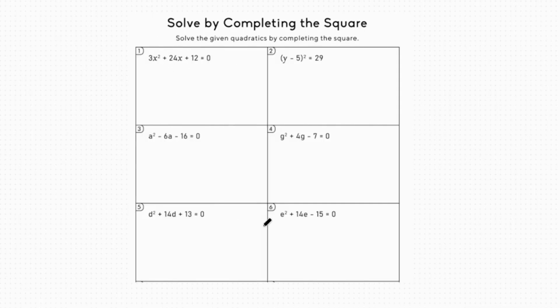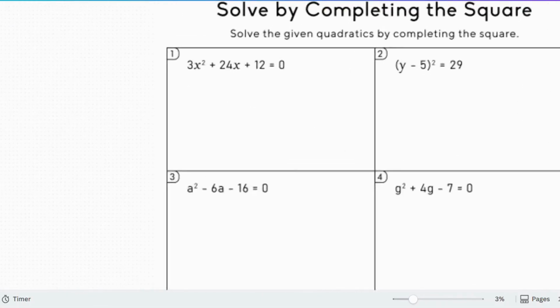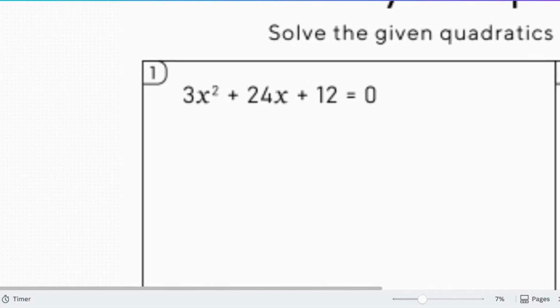In today's class, we will be solving these 6 quadratic equations using completing the square. So let's move towards the very first question. Question number 1. Always remember, whenever you are solving a quadratic equation using completing the square, you have to make the x square without any coefficient. You have to remove whatever the coefficient is over there, okay?